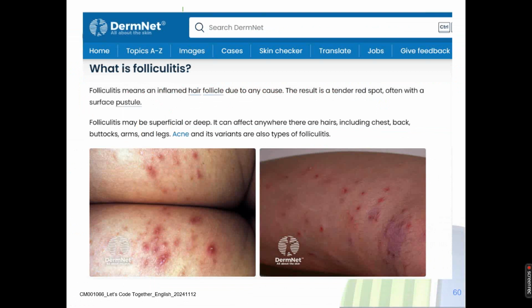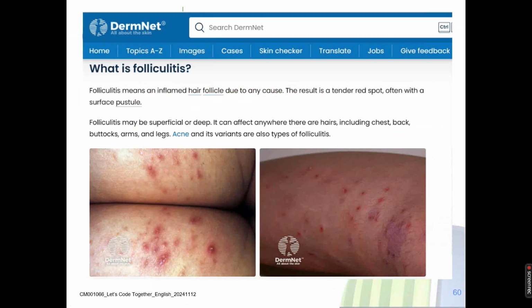This is from another very good website that's useful for skin coding, DermNet. Here, folliculitis means an inflamed hair follicle, as we've been told. Inflamed, not necessarily infected. The result is a tender red spot, often with a pustule. Infection can come along afterwards, or it can be linked to acne. Pustules related to acne, not primarily a skin infection. Can be superficial or deep, can affect anywhere that there are hairs. So the common sites are the chest, back, buttocks, arms and legs.